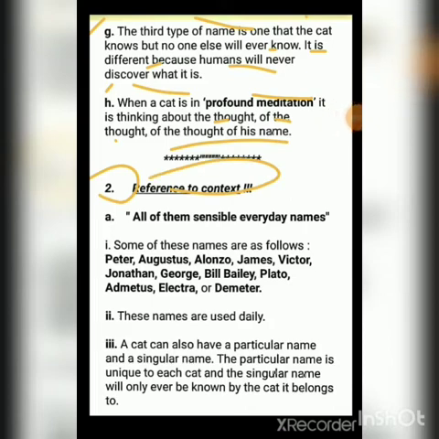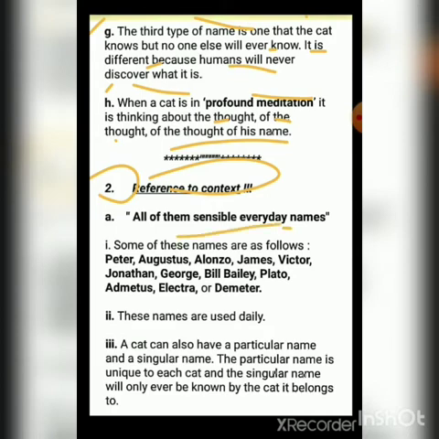On page number 41, these questions are more difficult. We're not going to do that. Okay, so you can put a cross over there. So answer the following with reference to context. They have given you 2 contexts. Okay, the first one is all of them sensible everyday names. So the first question, what are some of these names?